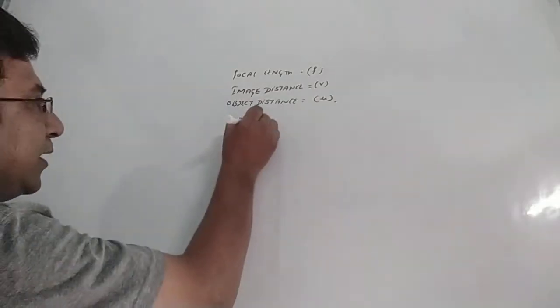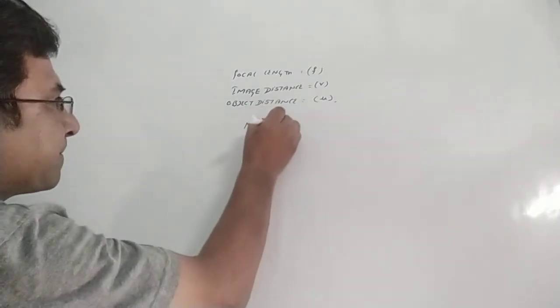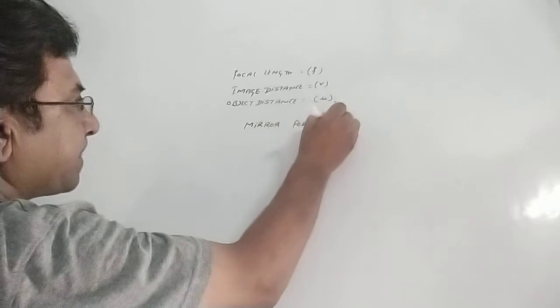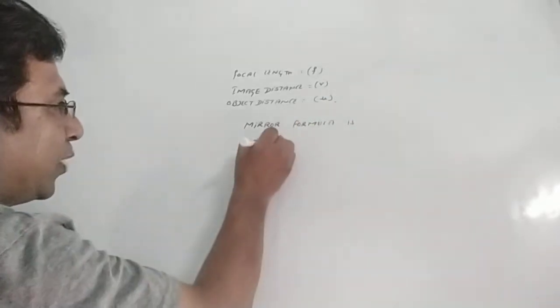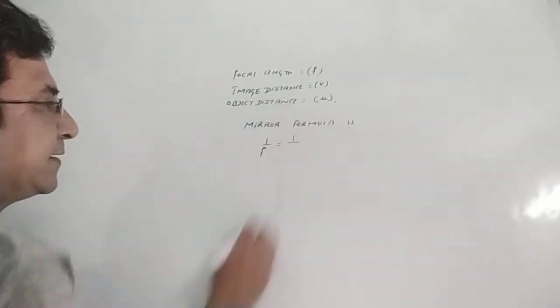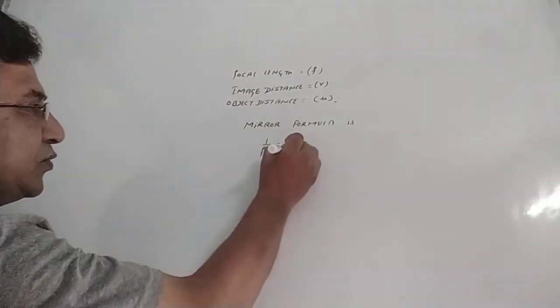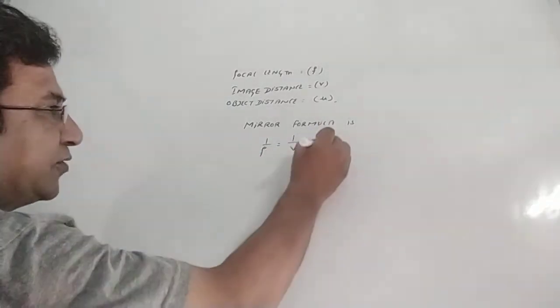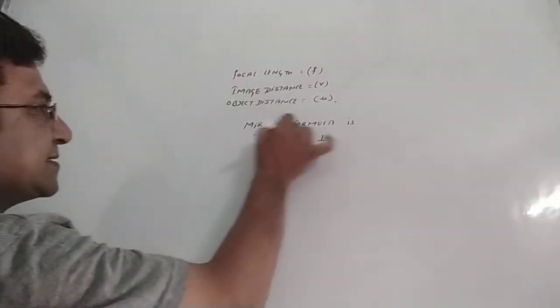Now the mirror formula is: 1 upon F, the reciprocal of the focal length, is equal to the reciprocal of the image distance plus the reciprocal of the object distance. This is the mirror formula.